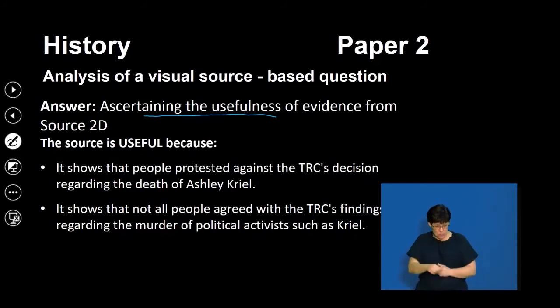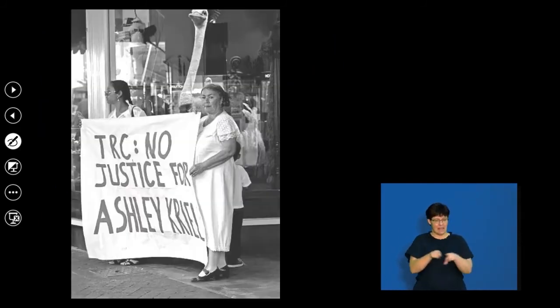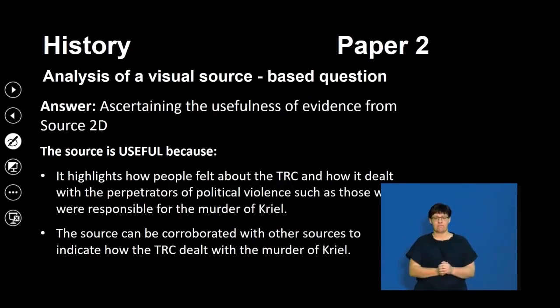So you can say the source is useful because it shows that people protested against the TRC's decision regarding the death of Ashley Krill. It shows that not all people agreed with the TRC's findings regarding the murder of political activists such as Krill. So this is your visual source that I showed you before. You can also say that the source highlights how people felt about the TRC and how it dealt with the perpetrators of political violence, such as those who were responsible for the murder of Krill. The source can be corroborated with other sources to indicate how the TRC dealt with Krill.